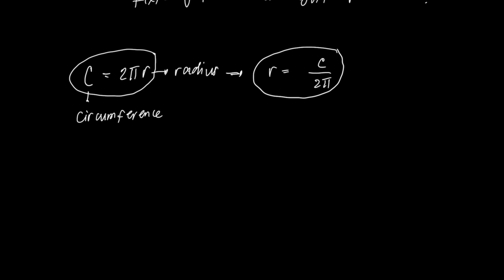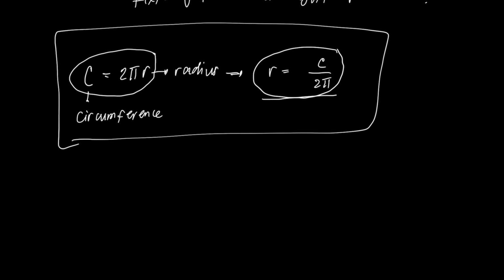So from C is equal to 2 pi r, we transform this one. We reverse the relationship to r equals C over 2 pi. And reversing a function may produce another function. Now, if C is equal to 2 pi r is the original function, then this transformation, this reversing, is its inverse function.